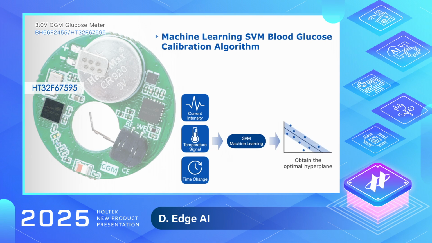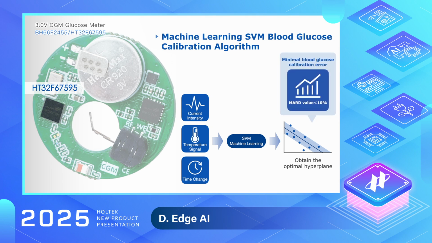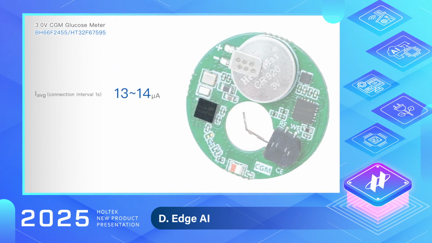The advantages of this algorithm are high accuracy, excellent noise immunity, good adaptability and the ability to adapt to different users' physical differences. In terms of the measured results, the MARD of the algorithm is less than 10%, indicating excellent overall analytical performance and effectively improving the blood glucose detection accuracy. The average operating current is 13 to 14 microamps for a 1-second connection interval, and 12 to 13 microamps for a 1-second advertising interval. The features of large memory capacity, low power consumption and small size make the device suitable for use in continuous glucose monitoring products.